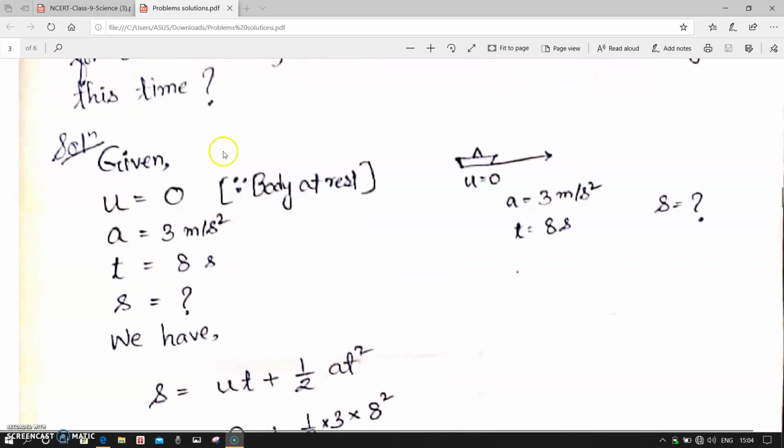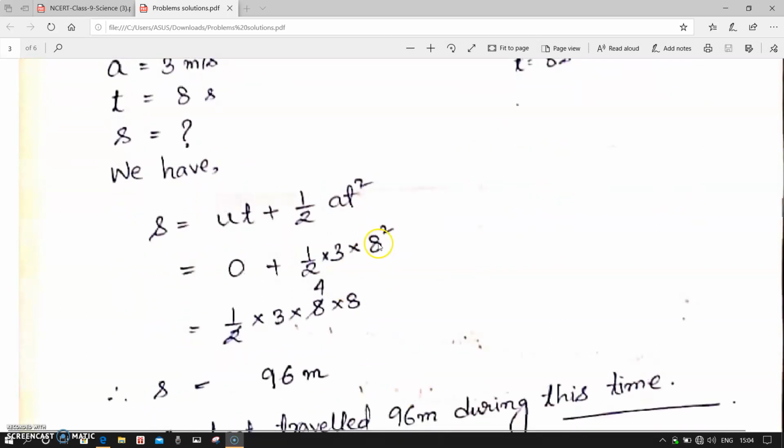So look at the units, it's meter per second, second. So obviously you can directly use it here. So this is equal to half into 3 into 8 square, means 8 into 8. Cancel out, simplify, you get s is equal to 96 meter.